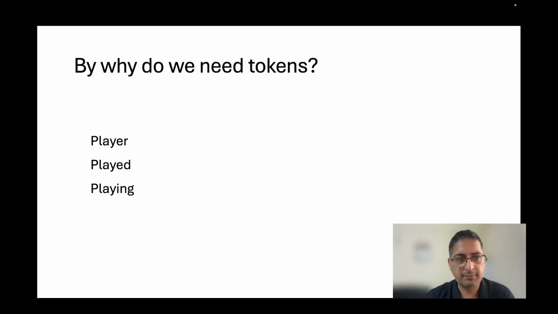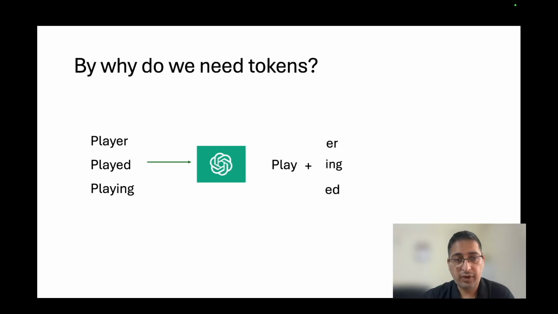But why do we need tokens? Why can't words directly be used by LLMs? Let us understand this with an example. Suppose we have 3 words: player, played, and playing. When these are given as input to ChatGPT, it converts them into base words. So this makes it easier for ChatGPT to find out that these words are related, and easier for it to find a relationship with other words in the sentence. This reduces the need for memory and processing power and makes the algorithm more efficient.